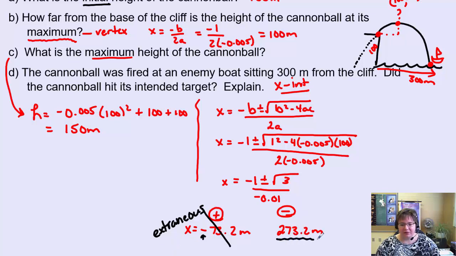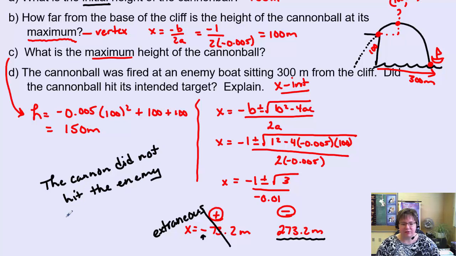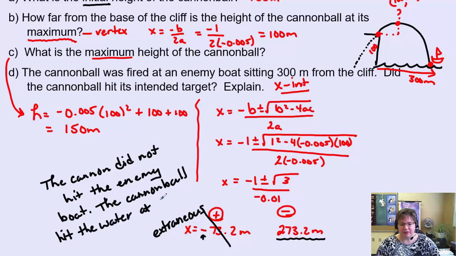So the cannonball hit the water 273.2 meters out. The boat was 300 meters out, so the cannonball did not hit the enemy boat. The cannonball hit the water at 273.2 meters.